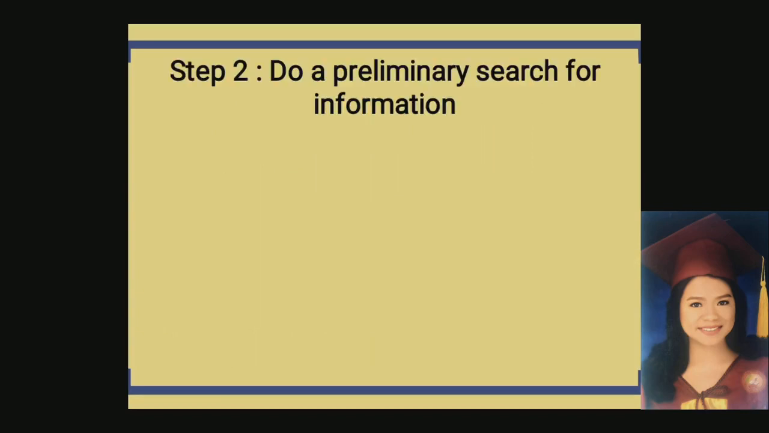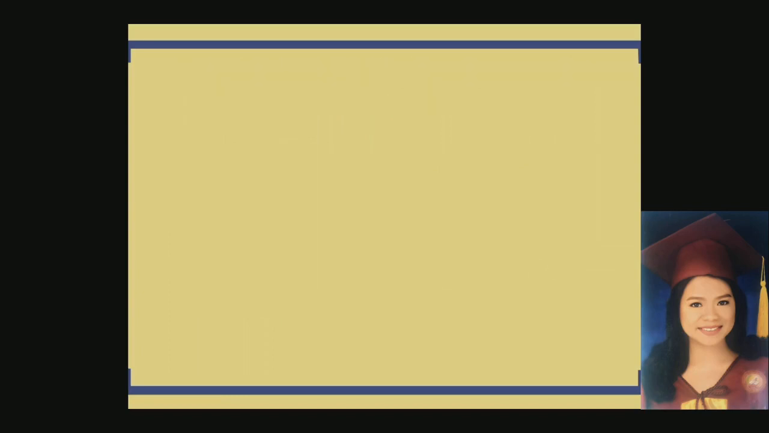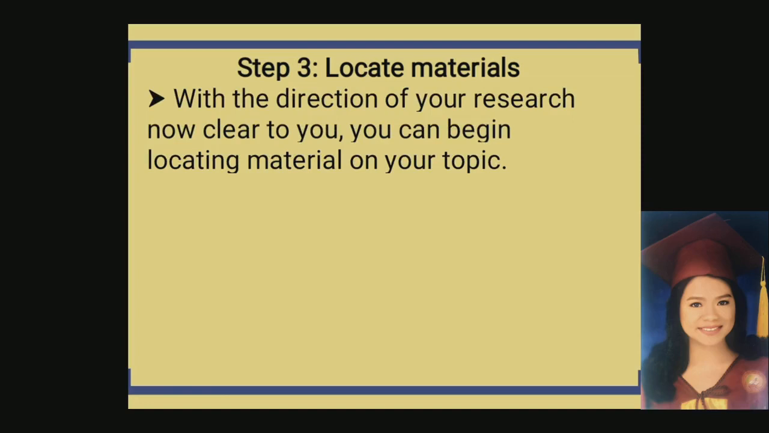Step 2. Do a preliminary search for information. Before beginning your research in earnest, do a preliminary search to determine whether there is enough information out there for your needs and to set the context of your research. So, before beginning your research, make sure your topic is not hard to find sources of information. Step 3. Locate materials. With the direction of your research now clear to you, you can begin locating material on your topic. There are many sources: libraries, internet, magazines, and etc.